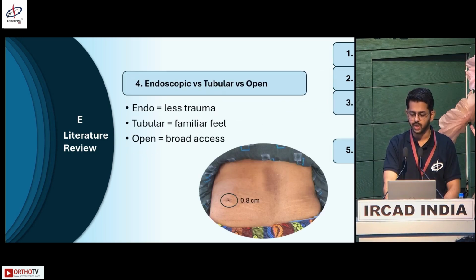Compared to the tubular or open techniques, endoscopy offers less soft tissue damage and a quicker recovery. There is no universally superior method. Surgeons must tailor the approach based on skills, anatomy, goals, and tools available.